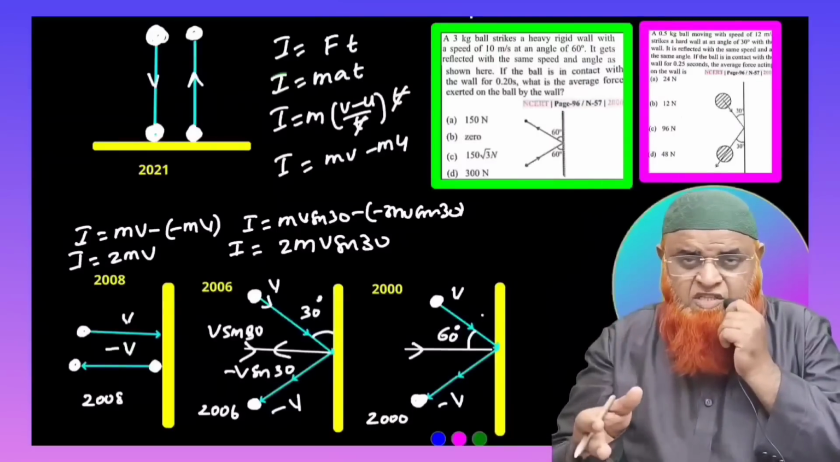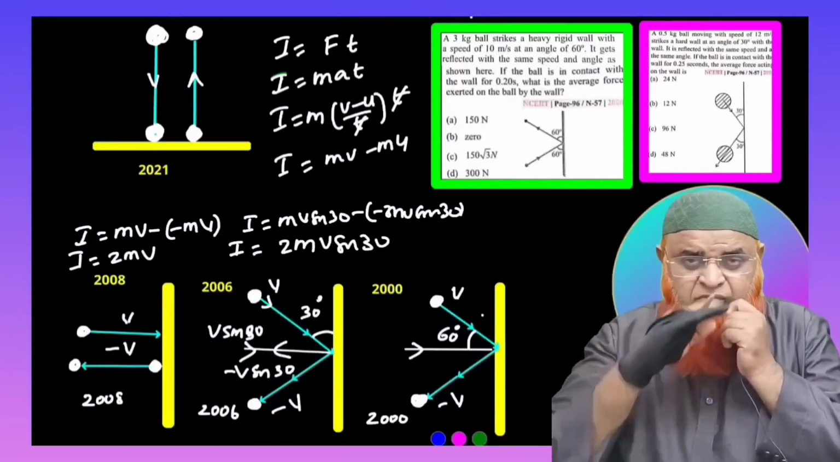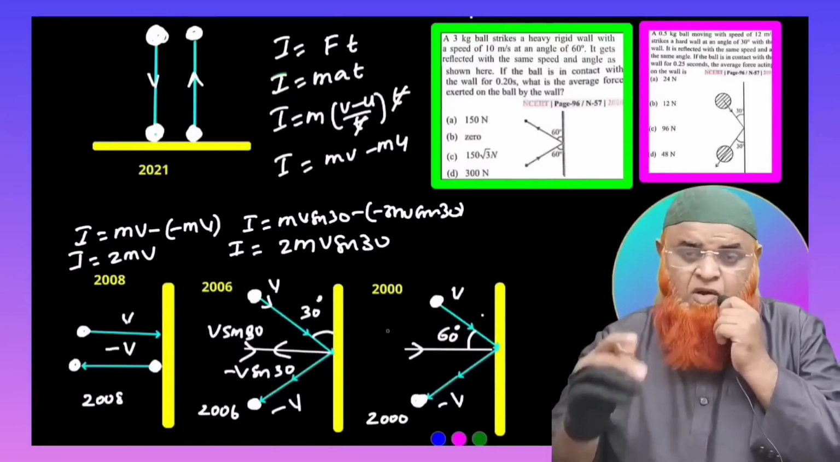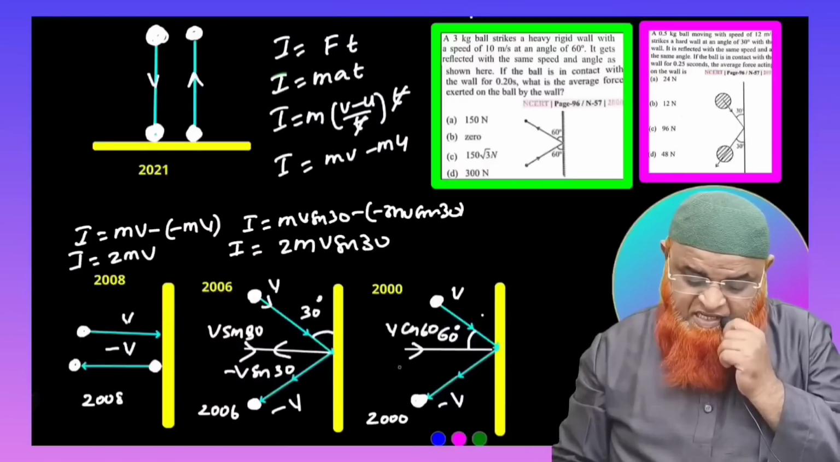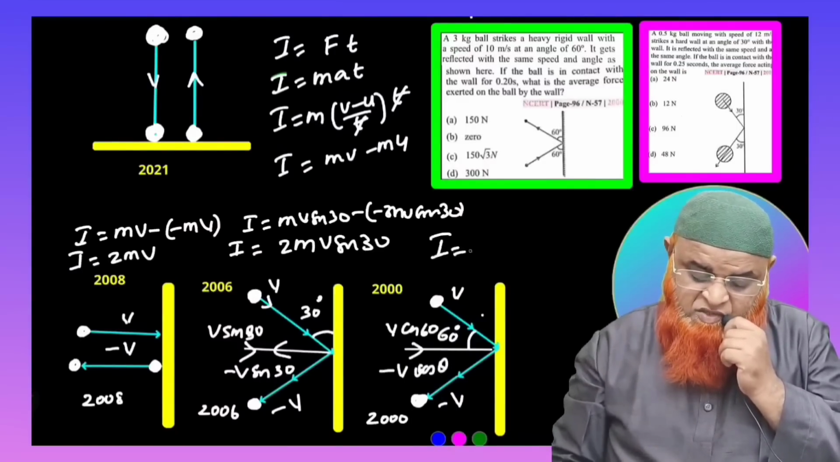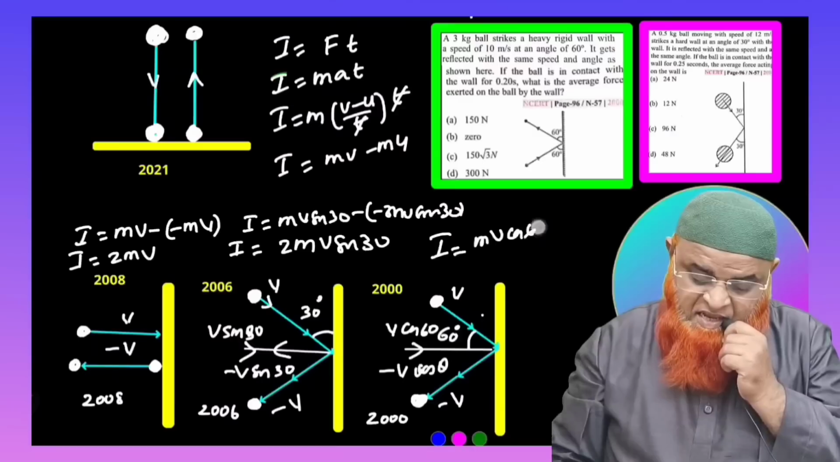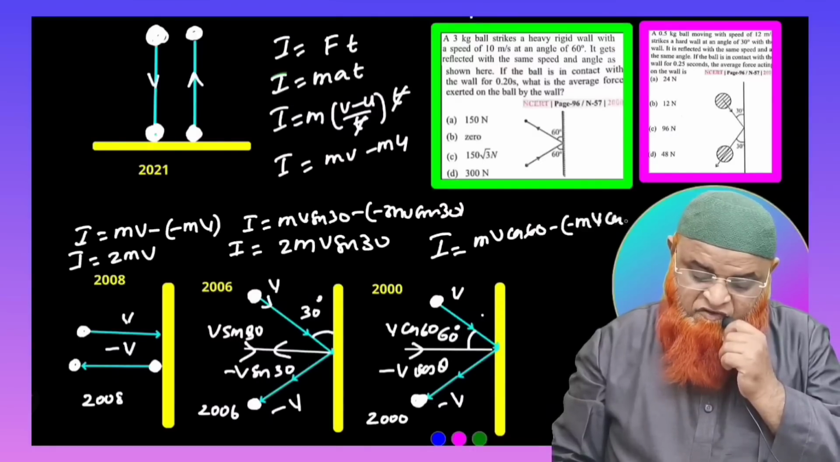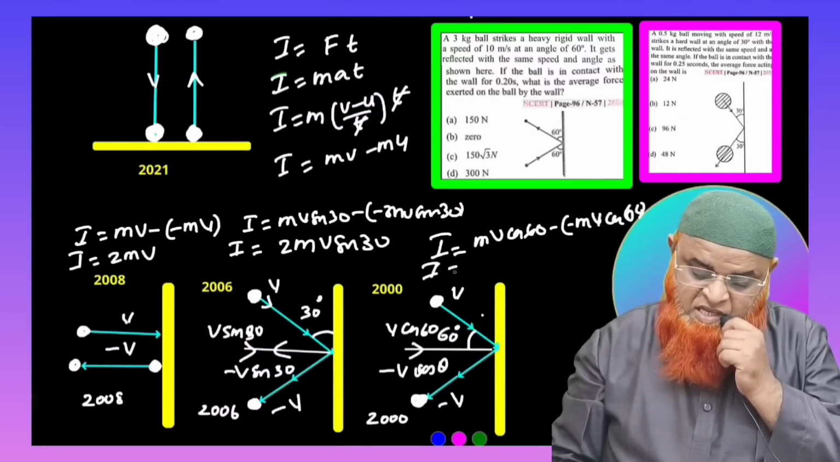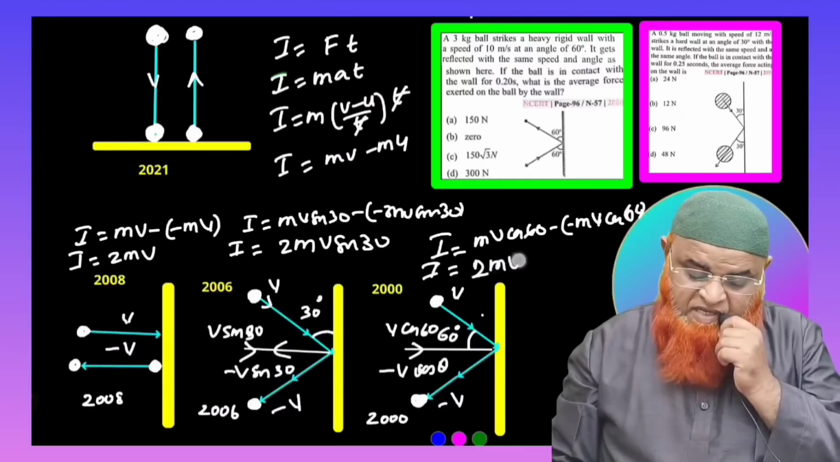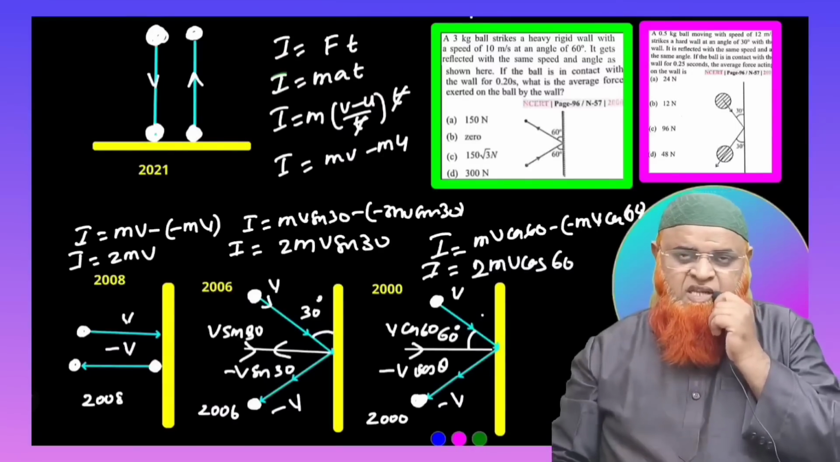If it is making an angle with the wall, we will get the sin theta component. If it is making an angle with the normal, we will get the cos theta component. Therefore this can be considered as v cos 60, and in the opposite direction, minus v cos 60. So the impulse is mv cos 60 minus of minus mv cos 60. Therefore you will get the formula that impulse is going to become 2mv cos 60. So these three cases are completed.